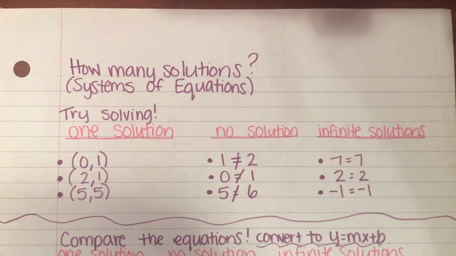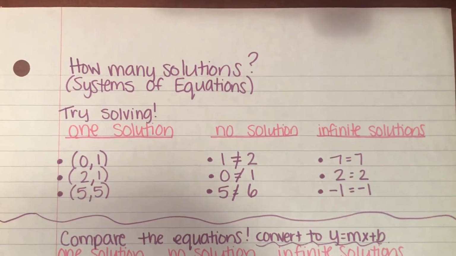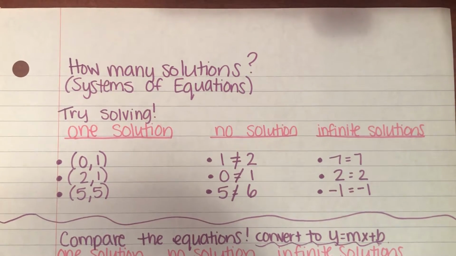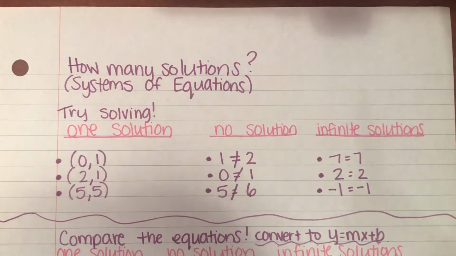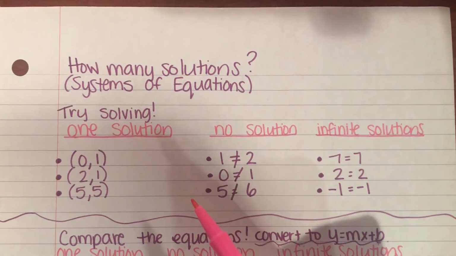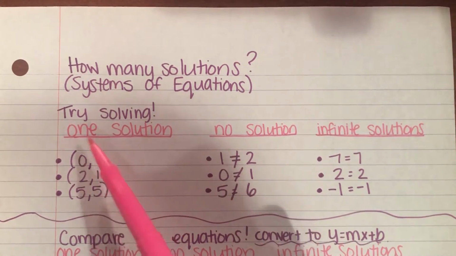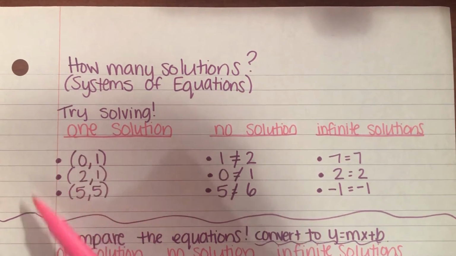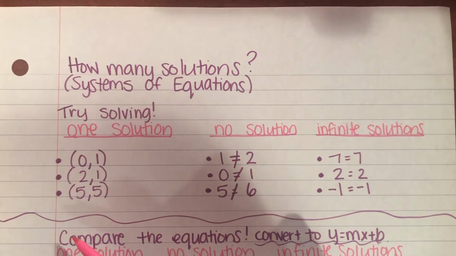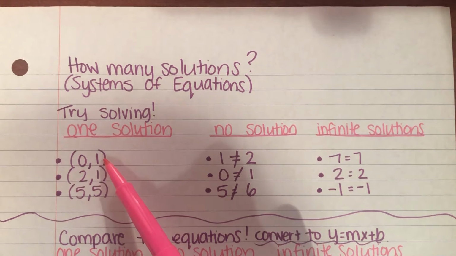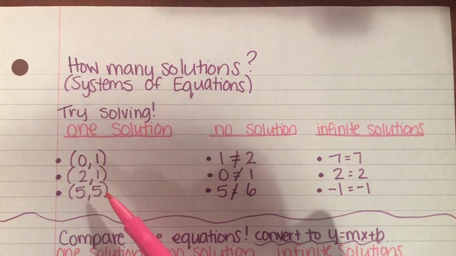Let's talk about how to identify the number of solutions in systems of equations. So the first way is by just solving. If we get one solution in the form of an ordered pair, so if we know both the value for x and y, we just have one solution. And here's 3 different examples.